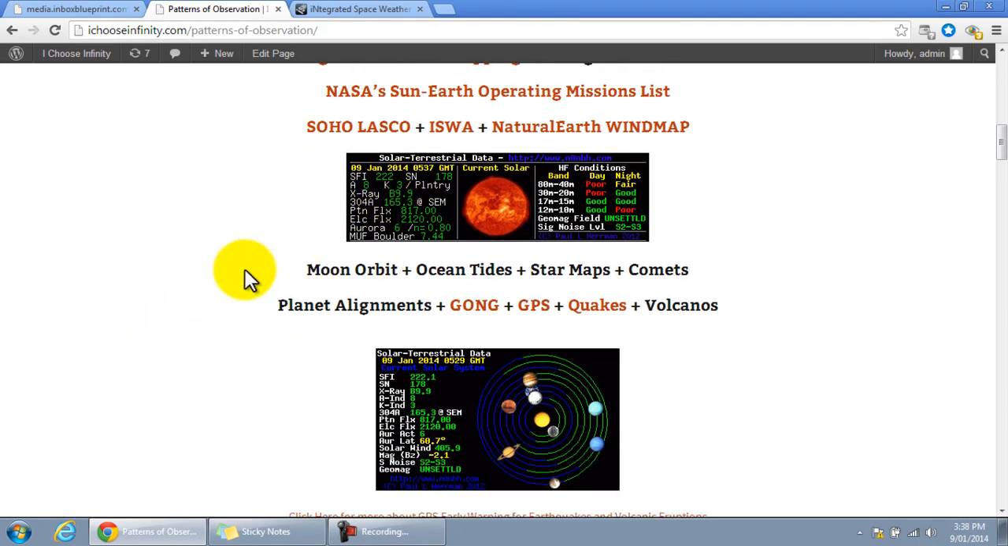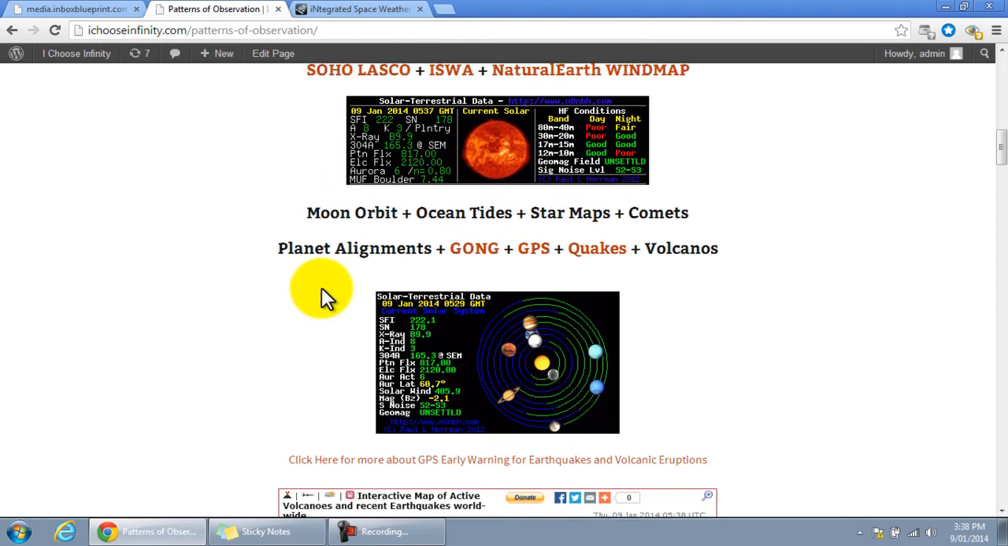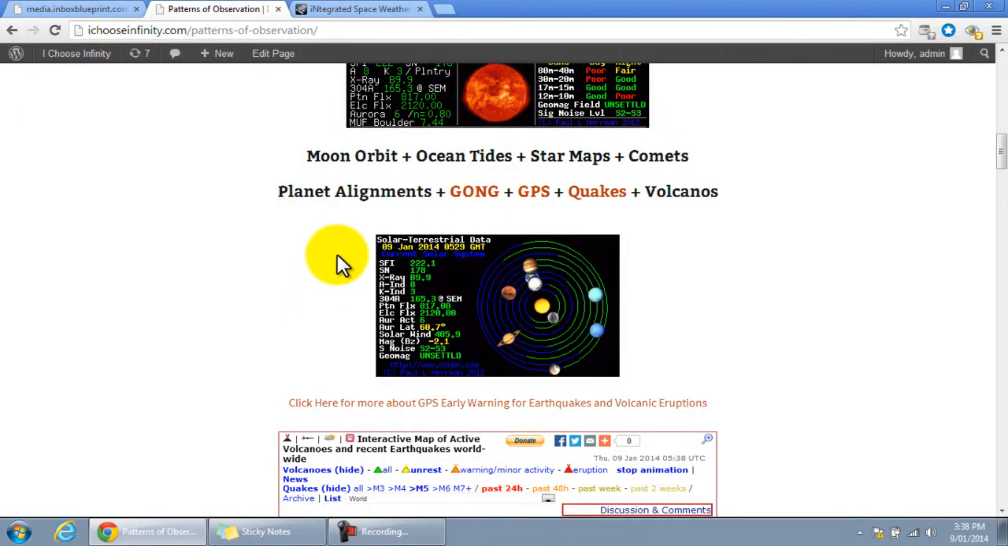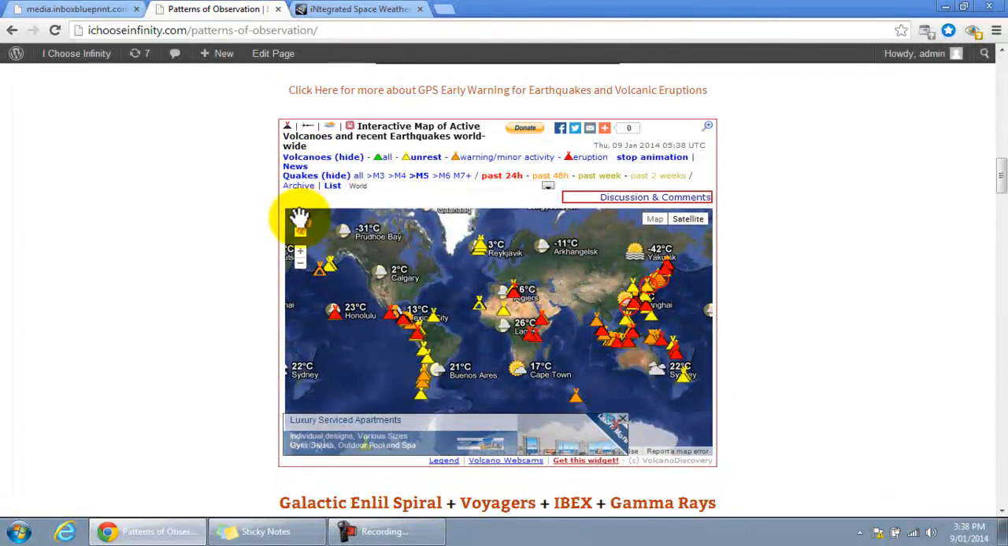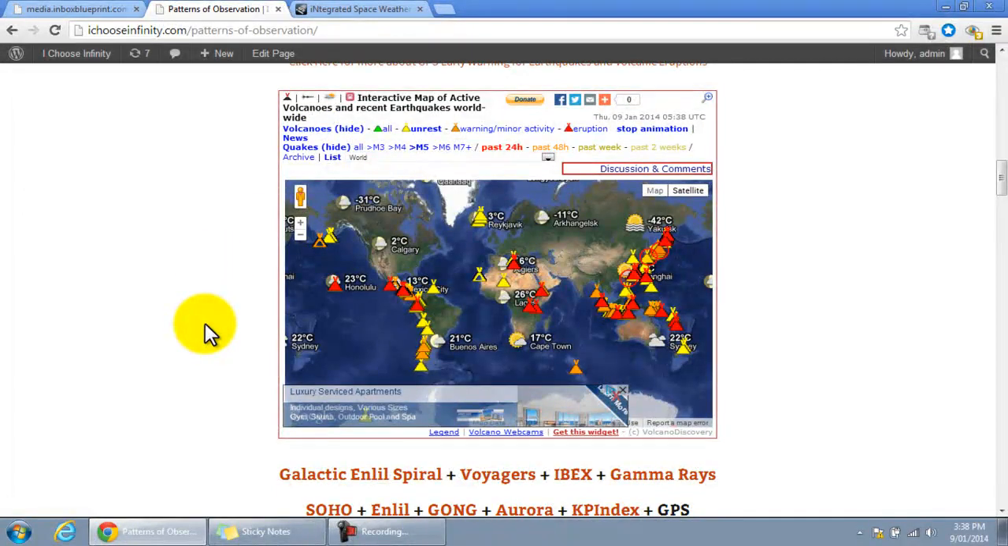Some information about the Sun. I'm still looking for resources about the moon orbit, tides, star maps, and comets. Planetary alignments are very instrumental in earthquakes, volcanic eruptions, and solar activity. So, looking for patterns. You can measure earthquakes with GPS. You see the solar fields from GONG. Here's a map of all the presently erupting and recently erupted volcanoes on the planet.